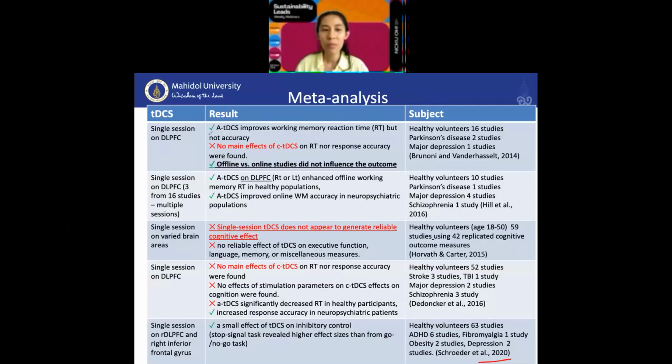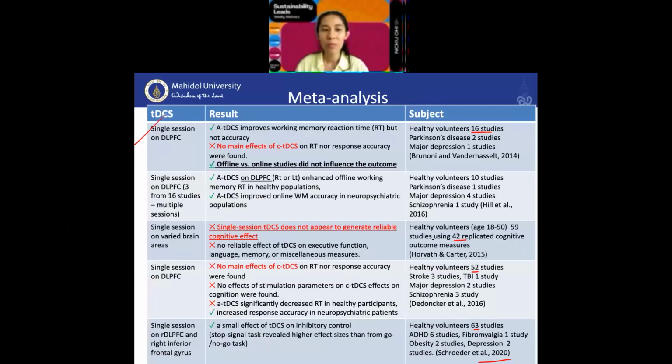Okay. What I found from these 5 meta-analyses, you can see the number of studies here. There are quite a lot, some of them are like 42, 52, 63. But what we found, okay, let's see the first one.